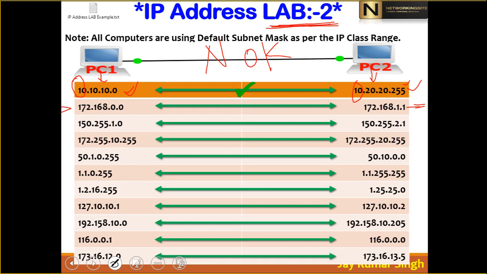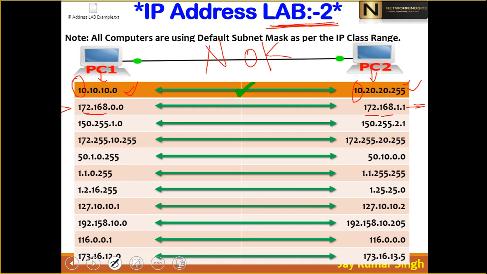No, because they are on a different network. No, the network is the same. See, 172, same. Yeah. 172. So what is the problem? Because one is the network ID.